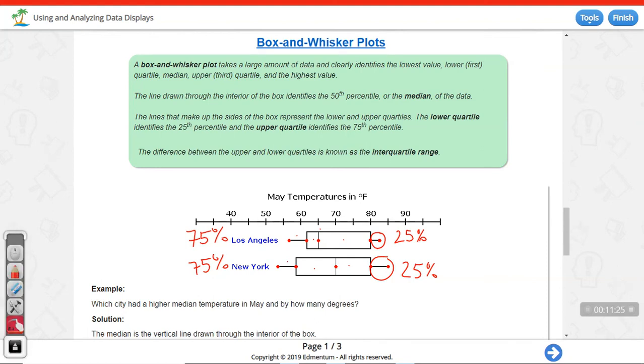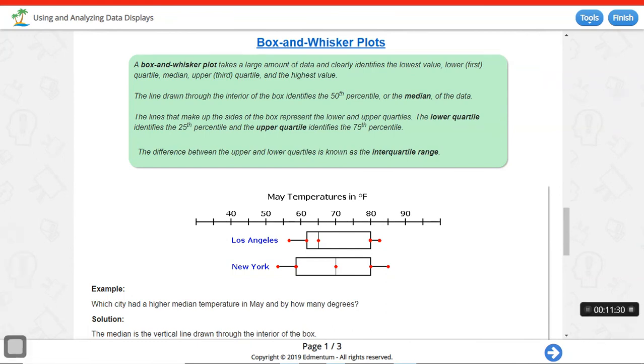Let's ask another one. Approximately what percent of the temperatures in May in Los Angeles were below 65? What percent were below 65? Well, I can identify 65 right here, and I can see they had 2 sections below, so that would be 50% were below 65. 50% is also above 65 because that median represents the split.